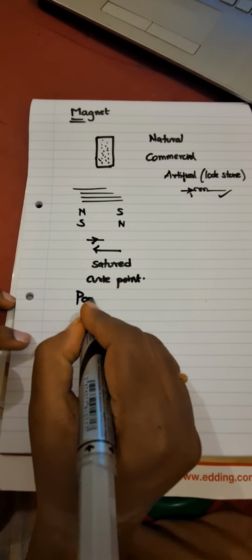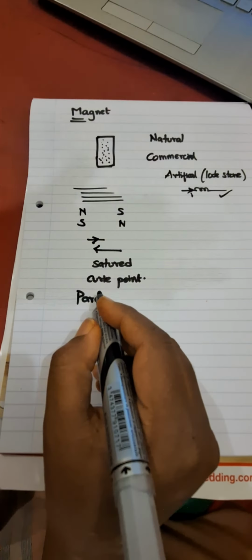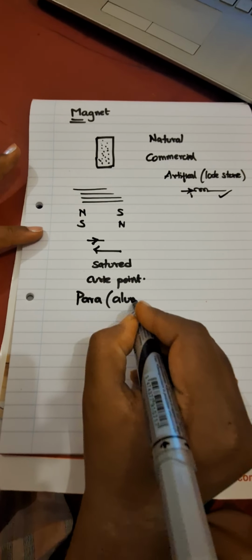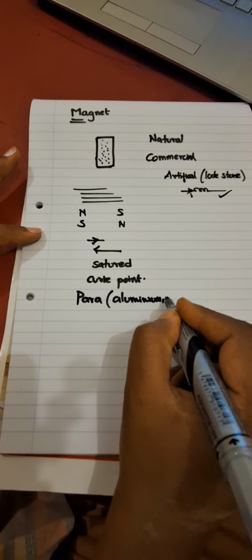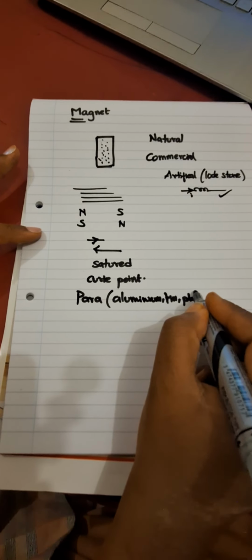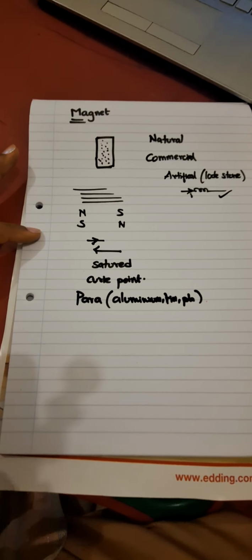We have paramagnetic materials. These materials are not strongly attracted by a magnet, such as aluminium, tin, platinum, magnesium. All are known as paramagnetic materials. These are slightly magnetized when placed in a strong magnetic field.